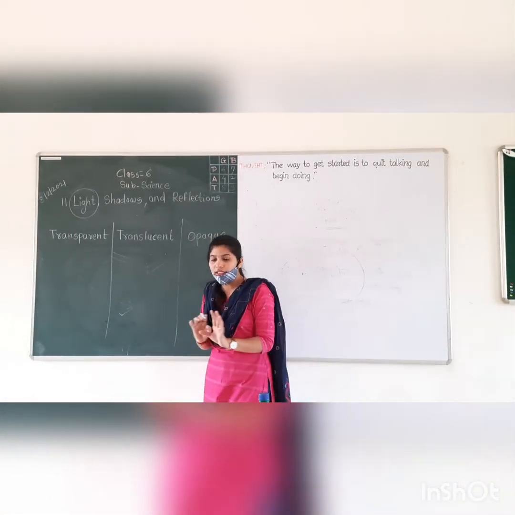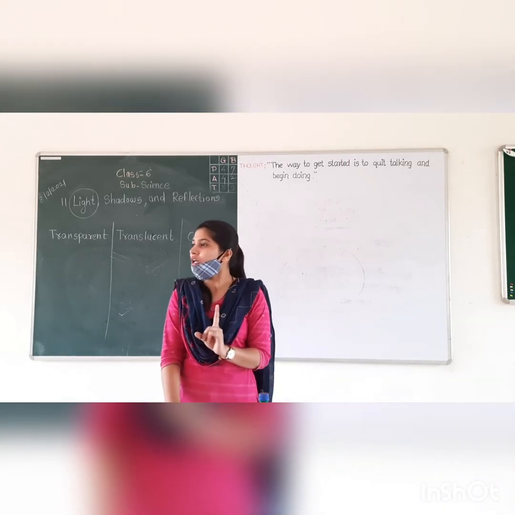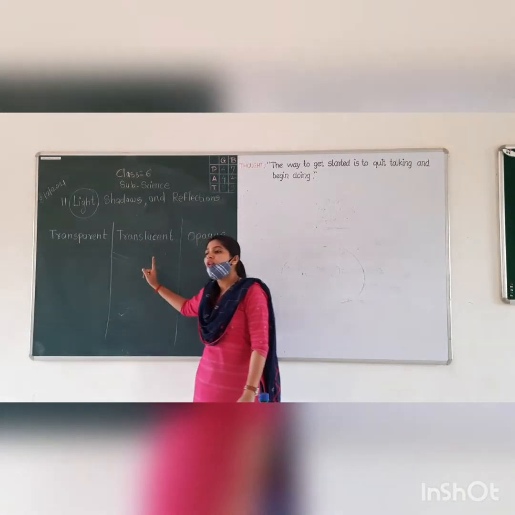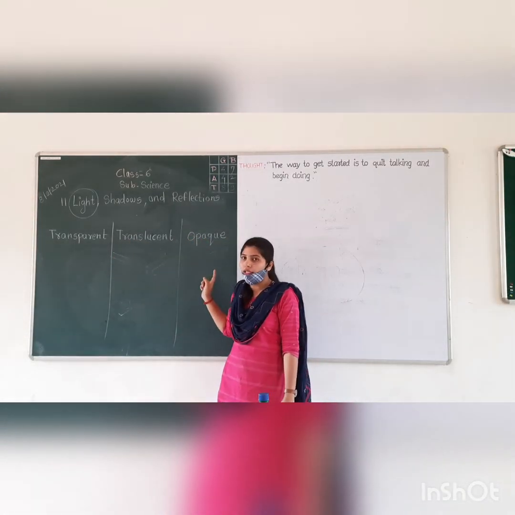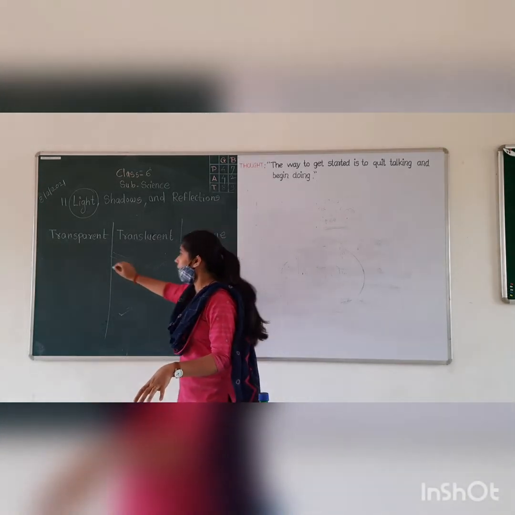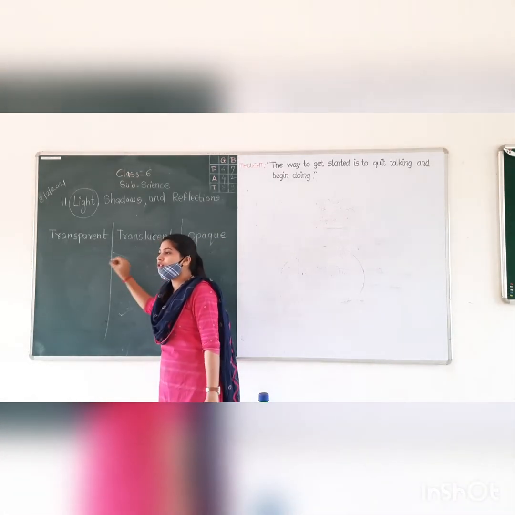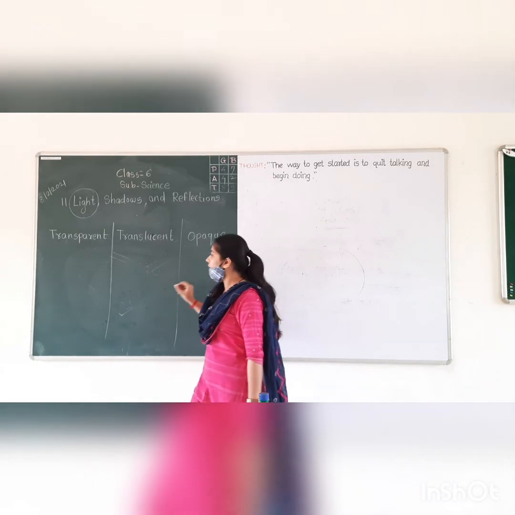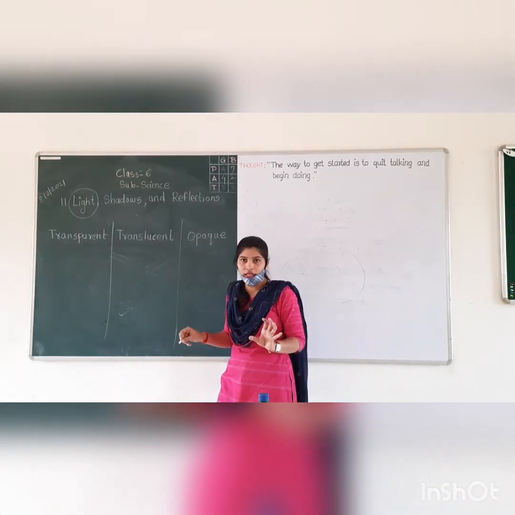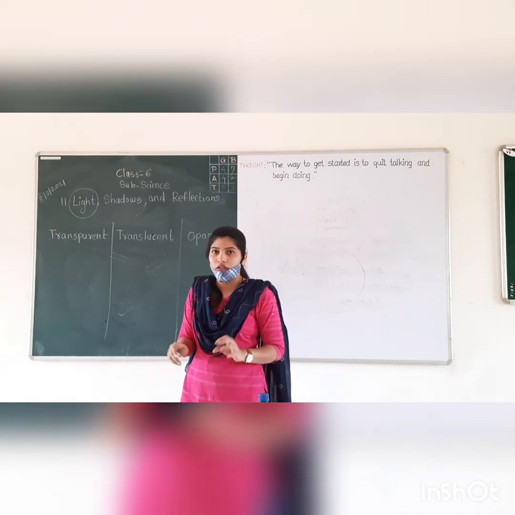Understood? Only that many points are there in the first session, in which we have learned about transparent, translucent and opaque. Now your homework is that you have to write the definition of these three and then write the examples in those columns only. Okay, start to write that.